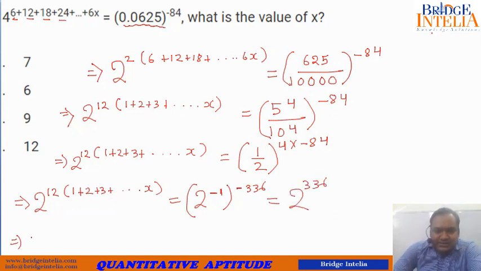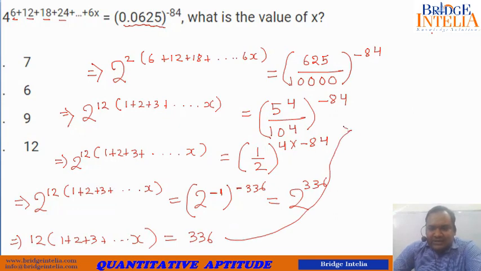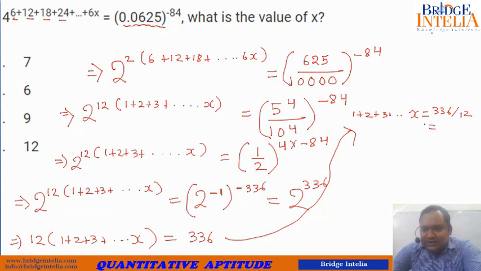So now you can compare. You can say that 12 into 1 plus 2 plus 3 up till x must be equal to 336, comparing only the powers. So from here I am writing the next step. It means 1 plus 2 plus 3 up till x is equal to 336 divided by 12. So 336 divided by 12 is equal to how much? So 24, so 96. So this is actually equal to 28.